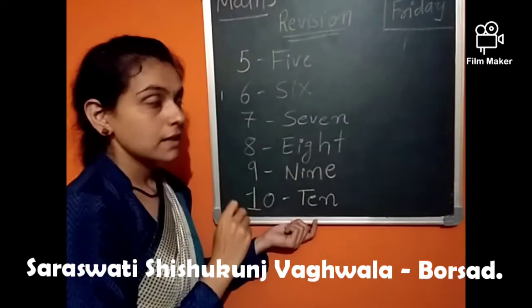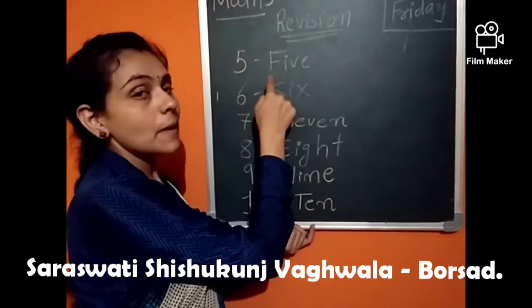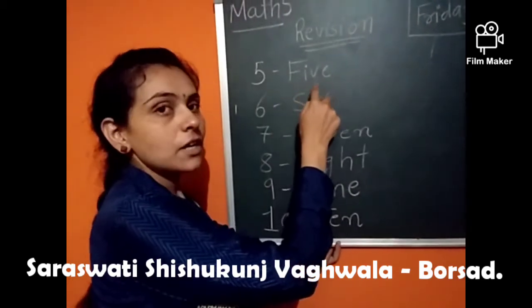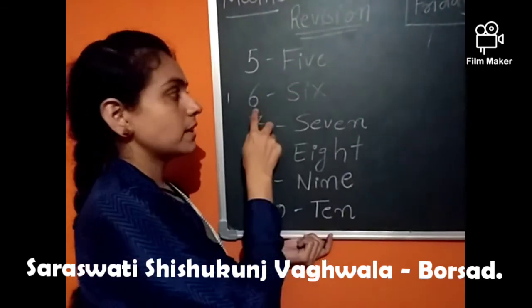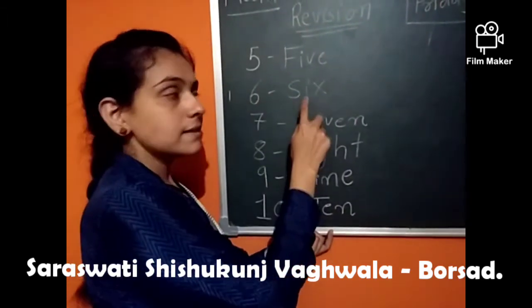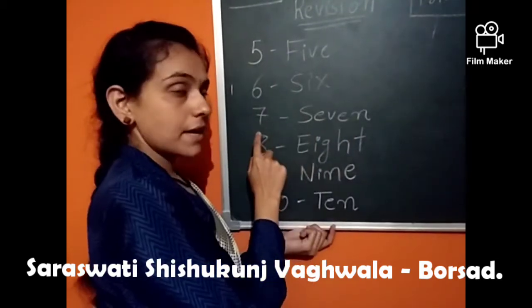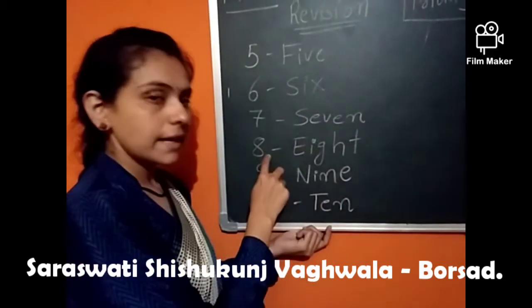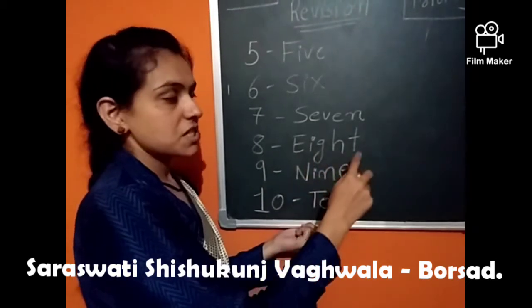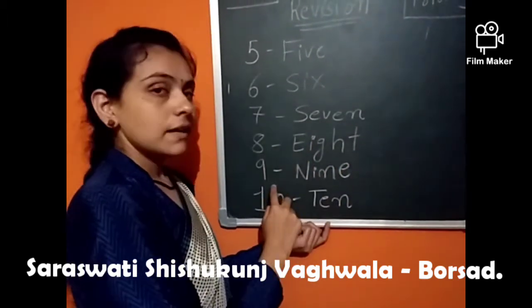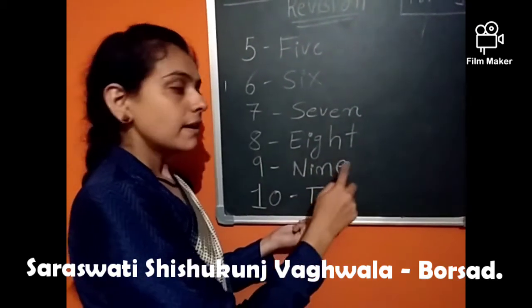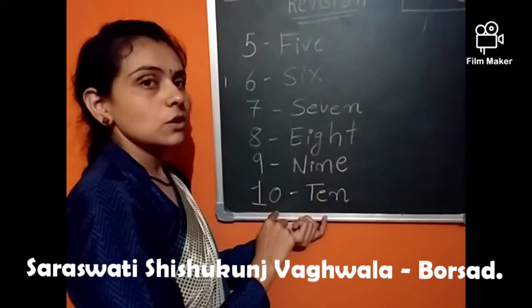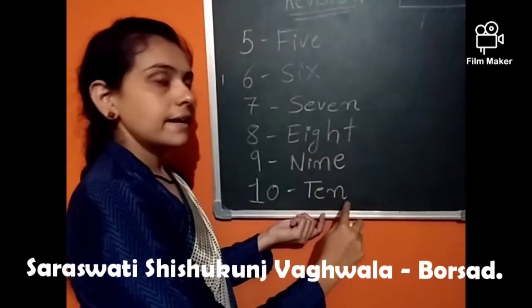What is the spelling of 10? T-E-N, 10. So 5. What is the spelling of 5? F-I-V-E, 5. Then 6, S-I-X, 6. Then 7, S-E-V-E-N, 7. Then 8, E-I-G-H-T, 8. Then 9, N-I-N-E, 9. Then 10, T-E-N, 10.